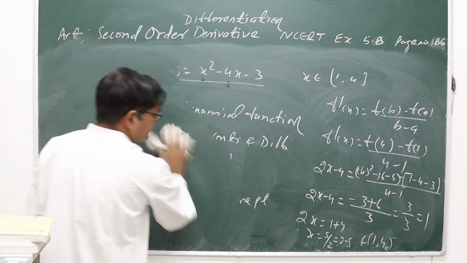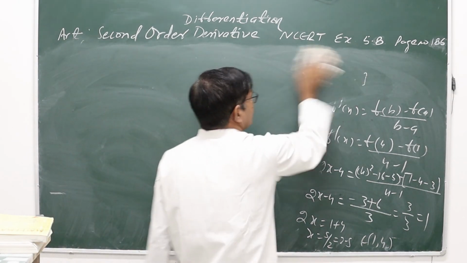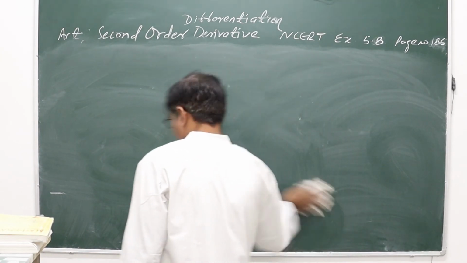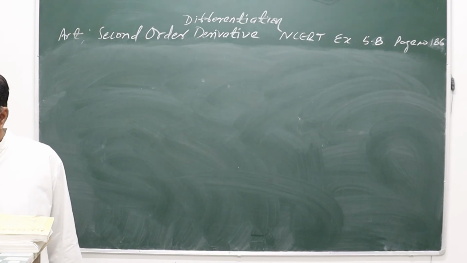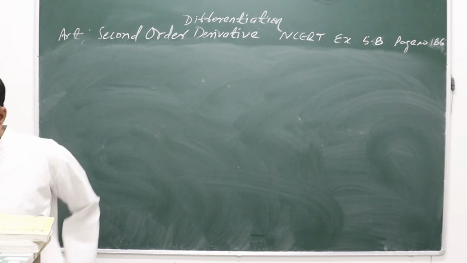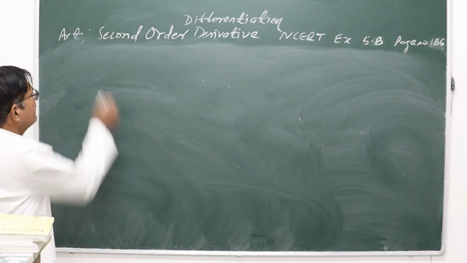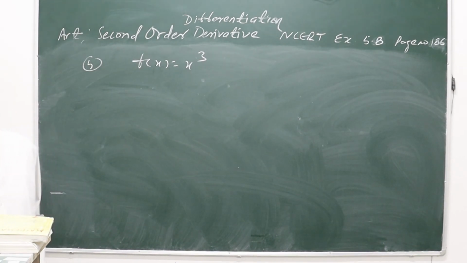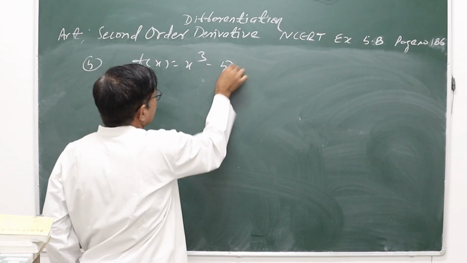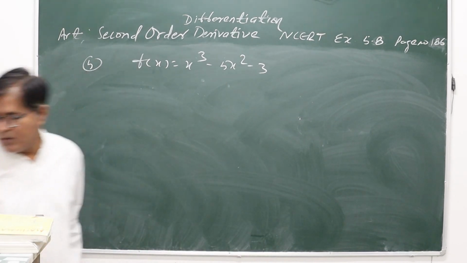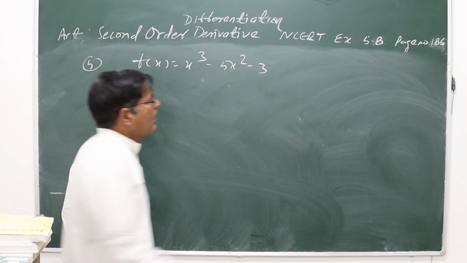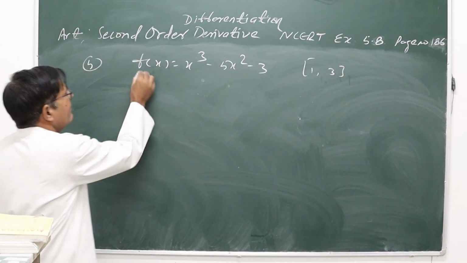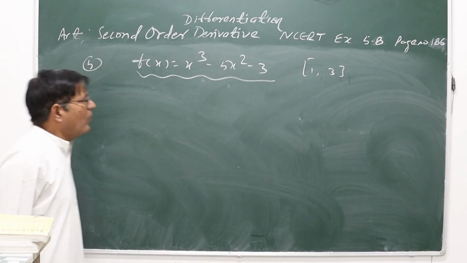Now last question. Verify the LMVT for the function f(x) = x cube minus 5x square minus 3 on the closed interval [1, 3]. Again see, the given function is a polynomial.